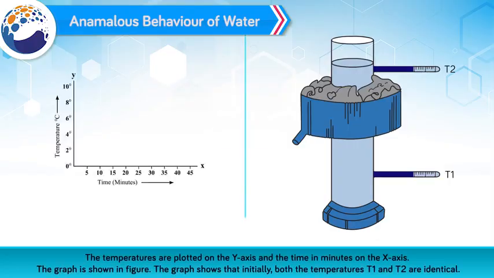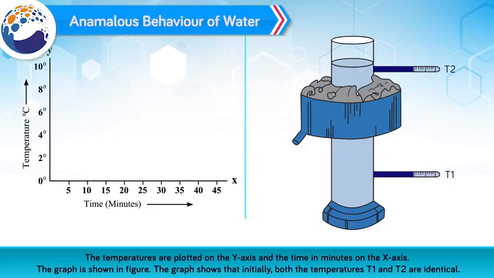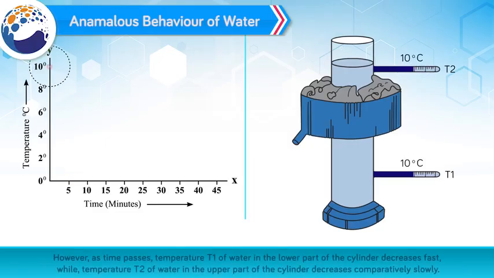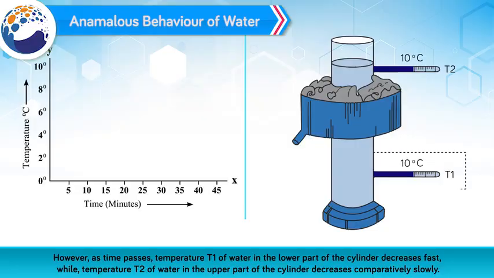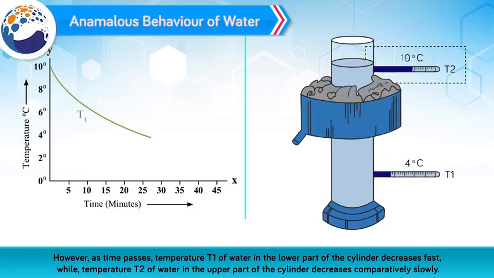The temperatures are plotted on the y-axis and the time in minutes on the x-axis. The graph is shown in the figure. The graph shows that initially both the temperatures T1 and T2 are identical. However, as time passes, temperature T1 of water in the lower part of the cylinder decreases fast, while temperature T2 of water in the upper part of the cylinder decreases comparatively slowly.